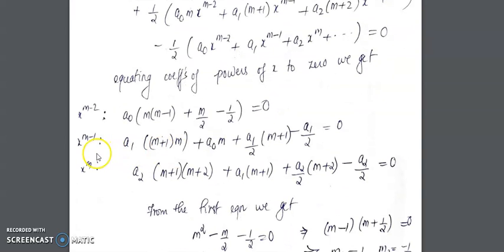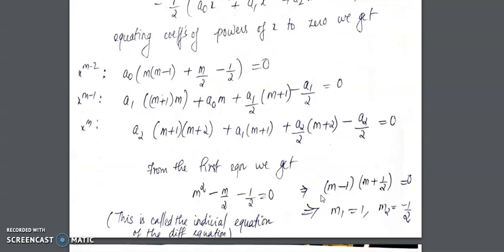Okay. Similarly, taking the coefficient of x raised to m minus 1, this will be the equation, and taking the coefficient of x raised to m, this is the equation we get. Okay. So let us solve for the initial equation first. The initial equation is m square minus m by 2 minus 1 by 2 equal to 0. So upon solving you will get m1 equal to 1 and m2 equal to minus 1 by 2. So these are the values that m can take. So m will be either 1 or minus 1 by 2.